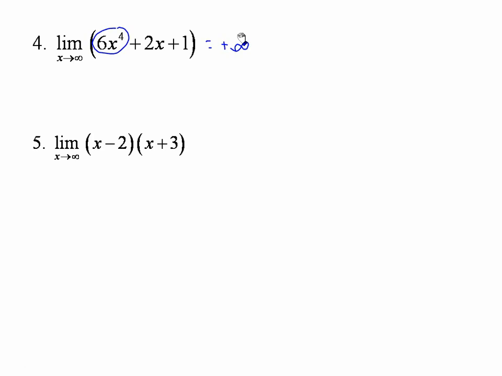Now number 5 is an interesting problem because some of you might be tempted to FOIL these out. Could do that. But in fact, you can sort of muscle your way through, thinking as x gets bigger and bigger, this factor is also increasing. And so is this factor. So it means the product of those two increasing numbers is also going to be increasing.